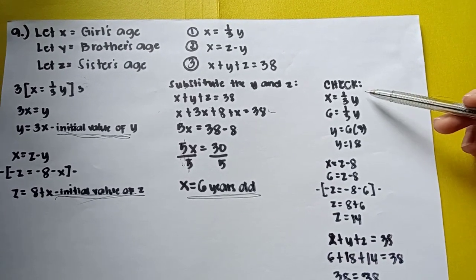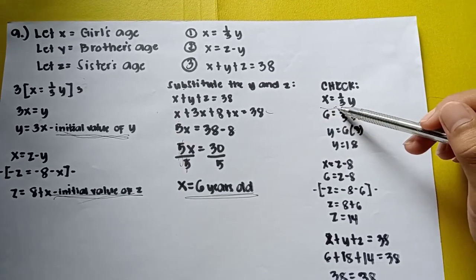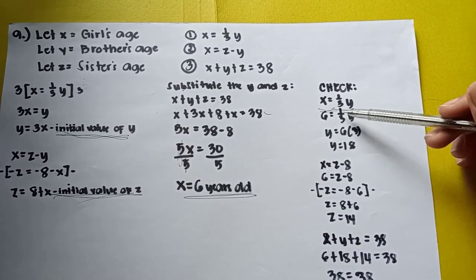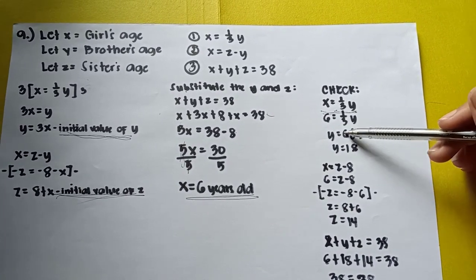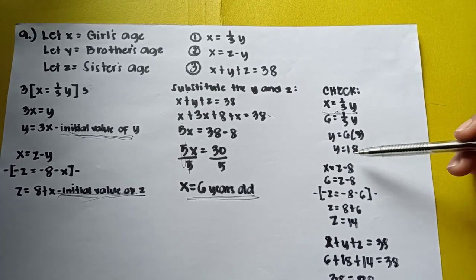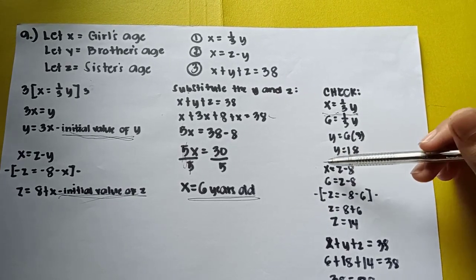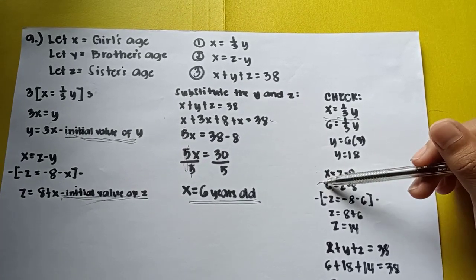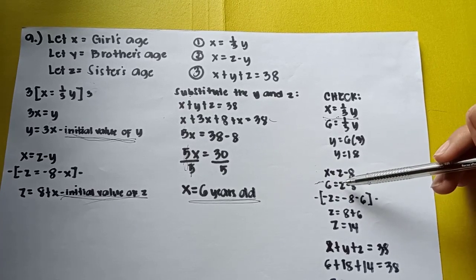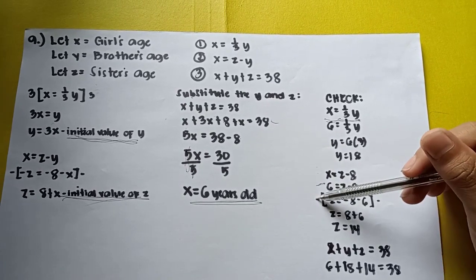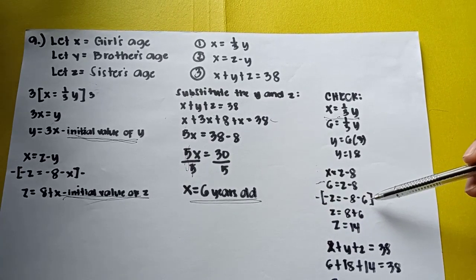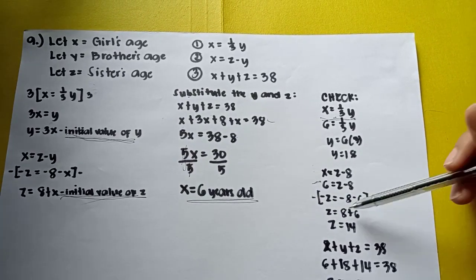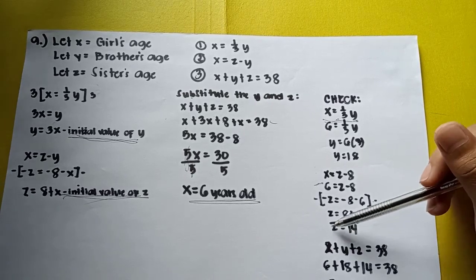To check if the answer is correct, X equals 1/3 Y. So our value of X is 6 equals 1/3 Y. Y equals 6 times 3. Y equals 18. X equals Z minus 8. Our value of X, which is 6, equals Z minus 8. Negative Z equals negative 8 minus 6. Multiply both sides by a negative sign. Z equals 8 plus 6.